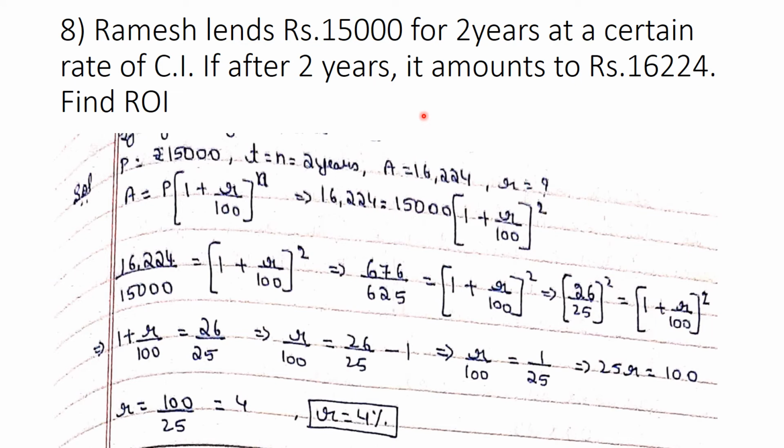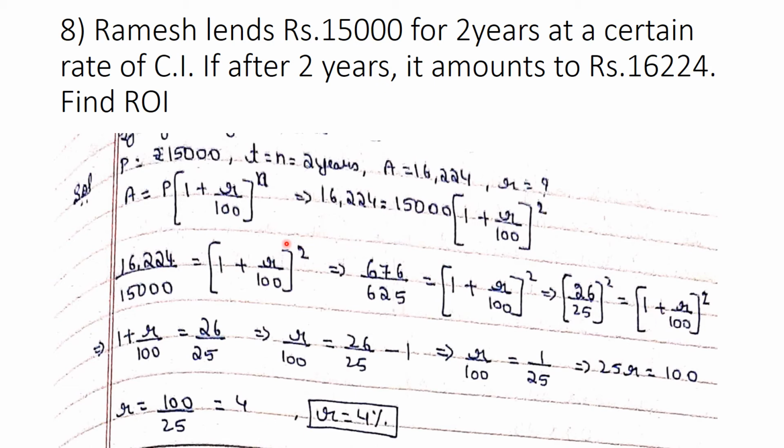Ramesh lends rupees 15,000 for 2 years. So principal is 15,000 and n is equal to 2 years at a certain rate of compound interest. If after 2 years it amounts to 16,224, this is your amount value, you should find out the rate of interest. So go with the formula A is equal to P into 1 plus r by 100 to the power of n. So substitute the A value, P value and the n value. You should find out what is the r.